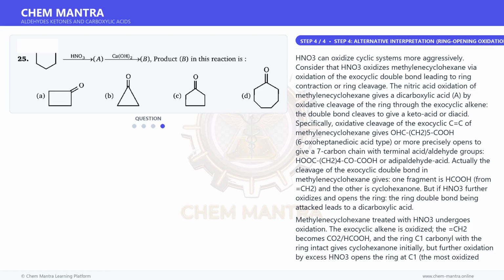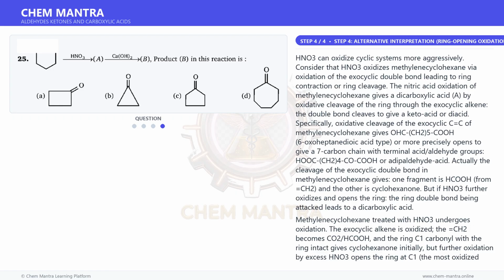Methylene-cyclohexane treated with HNO3 undergoes oxidation. The exocyclic alkene is oxidized, =CH2 becomes CO2, and the ring C1 carbonyl with the ring intact gives cyclohexanone initially, but further oxidation by excess HNO3 opens the ring at C1, the most oxidized site, to give a linear dicarboxylic acid. The ring opening of cyclohexanone by HNO3 gives adipic acid, hexanedioic acid, HOOC-(CH2)4-COOH.